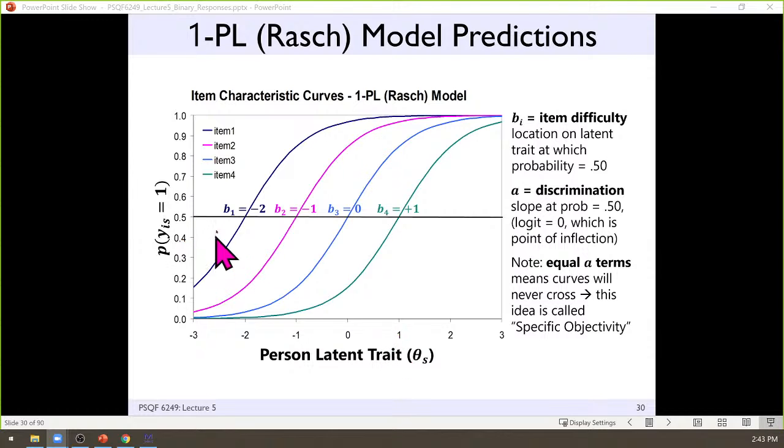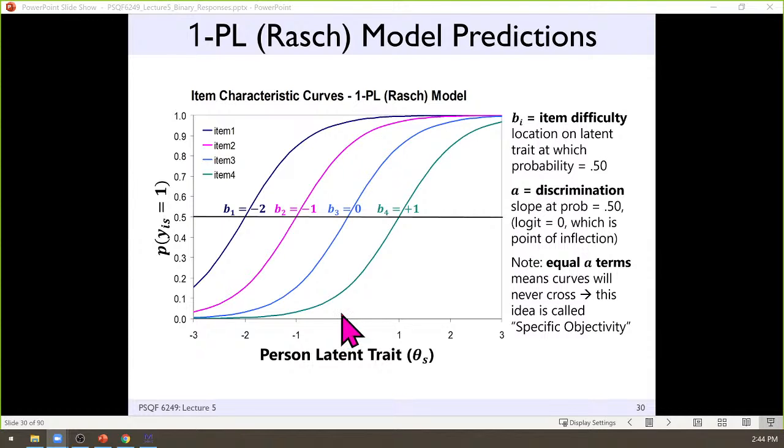I have curves here for 4 different kinds of items. These curves have a special name. They are called item characteristic curves, or ICCs for short, not to be confused with ICCs from my other classes, which means intraclass correlation. These are a different ICC, and they illustrate the relationship between the trait and the probability of a 1. So the first thing I want you to notice, these are nonlinear curves, right?